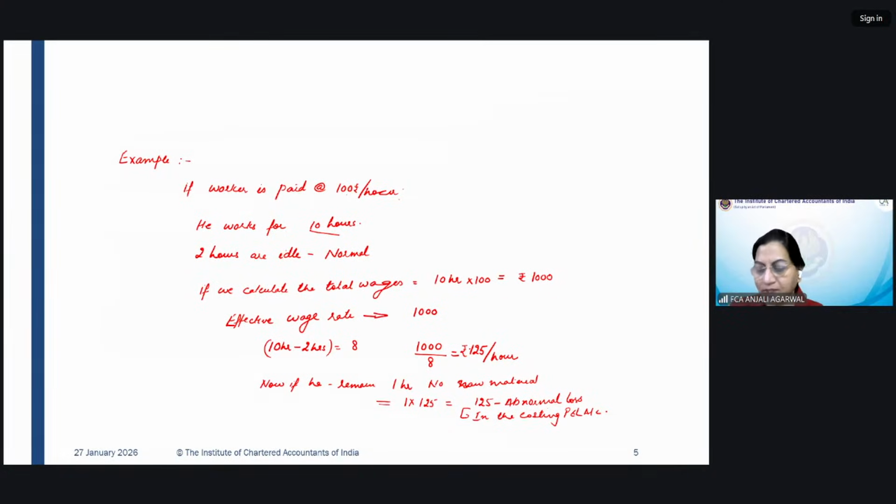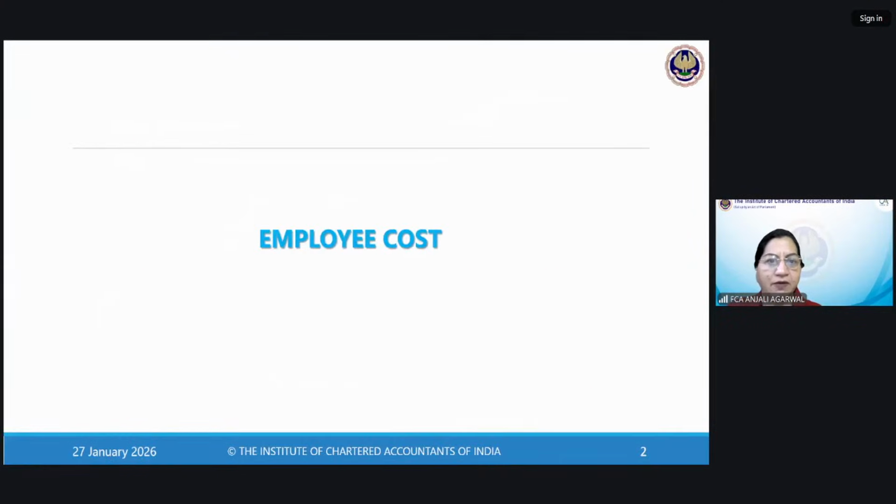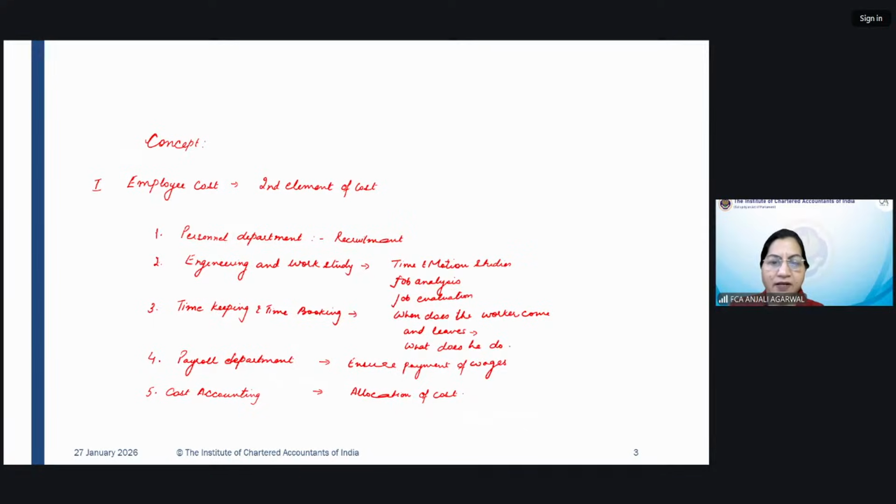Right? So I'll quickly summarize the theoretical aspect of the employee cost, that there are 5 departments involved, which ensure that the right worker is employed. He's doing the work in the right manner as per the standard times, in the right way. Job description and job specification are done as a part of job analysis, that is, what are the qualities or the profile of the employee to do a particular job and what is he supposed to do in that job.